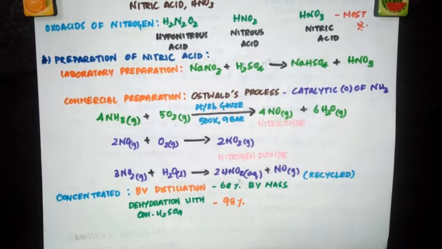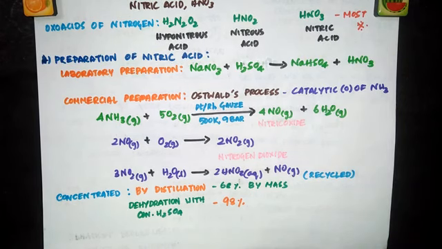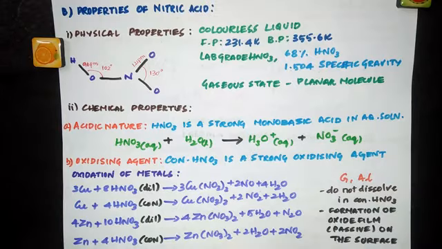So remember, when you distill nitric acid, you will get 68% by mass of nitric acid. And further, if you dehydrate it, which means removing water using concentrated sulfuric acid, you will get 98% concentration of nitric acid. Now let's see the properties of nitric acid. We can see that under two topics, physical properties and chemical properties.